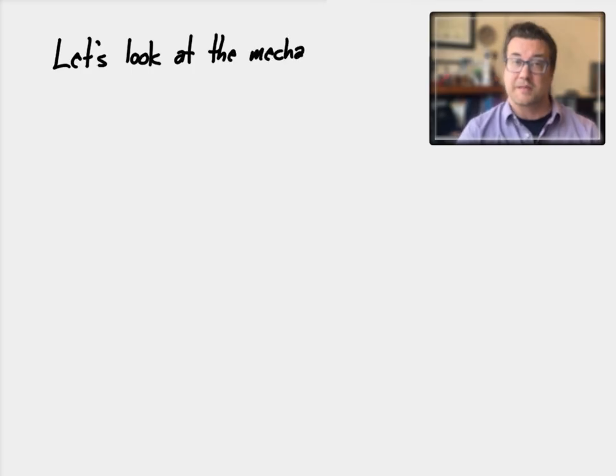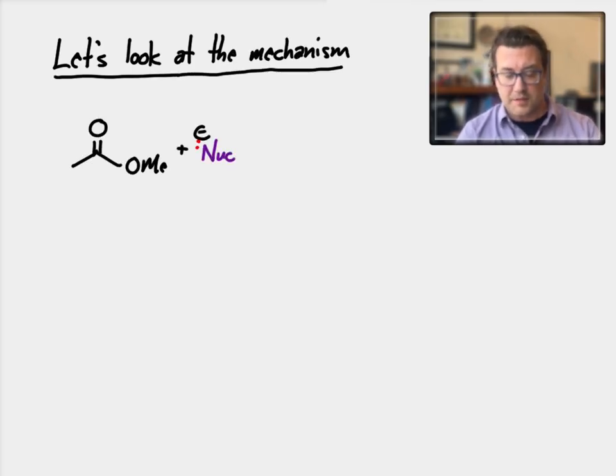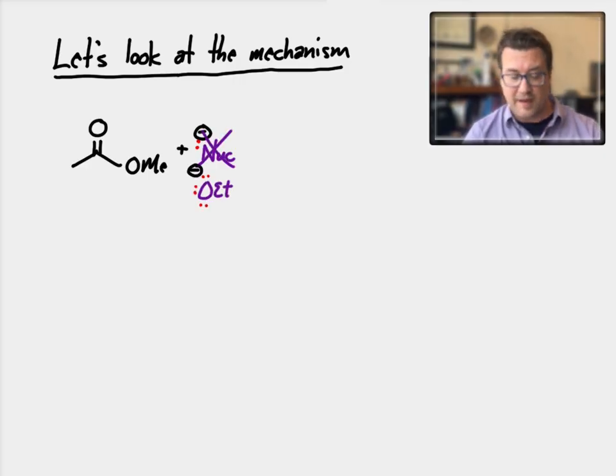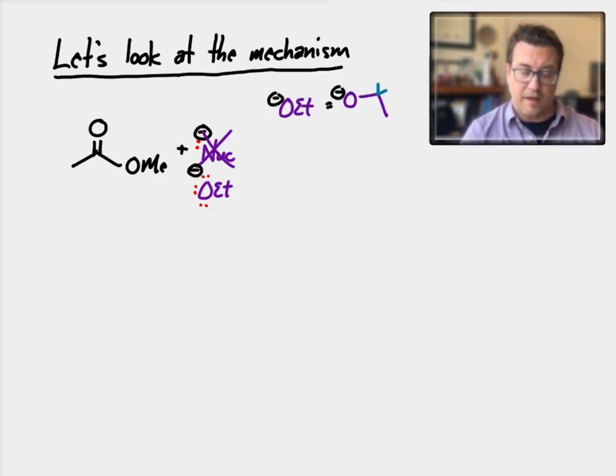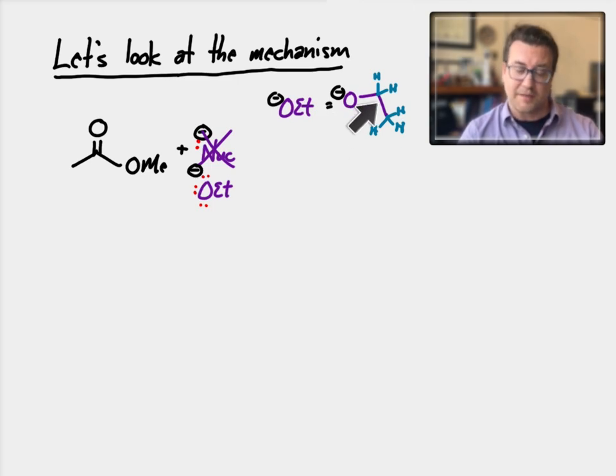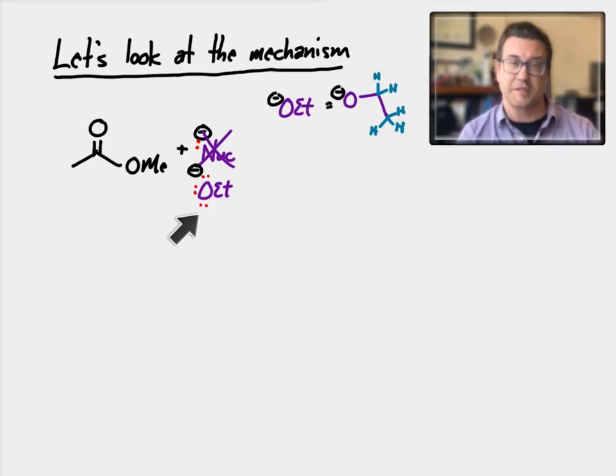So let's look at the mechanism of how this occurs. You have an ester with your nucleophile. Let's give ourselves a more specific nucleophile. In this case, we'll say ethoxide, so it's deprotonated ethanol. To remind you, the Et is ethyl, and there are all these implied hydrogen atoms as well. Ethoxide is simply a faster way of drawing that than drawing out all of these atoms. So we'll just stick with ethoxide for now.